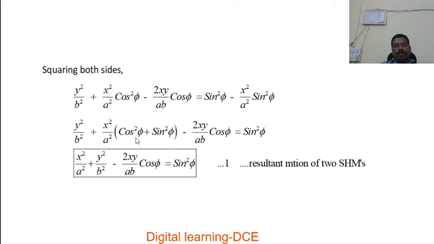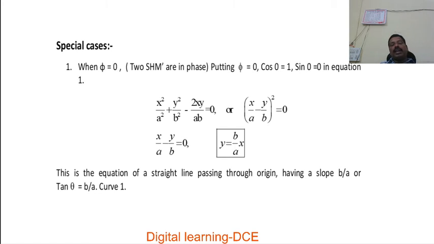Then if we substitute that, we have x squared by a squared plus y squared by b squared minus 2xy by ab cos φ is equal to sin squared φ. Let's call this equation 1. This is the equation for the resultant motion of two simple harmonic motions superposed on one another with a slight phase difference.